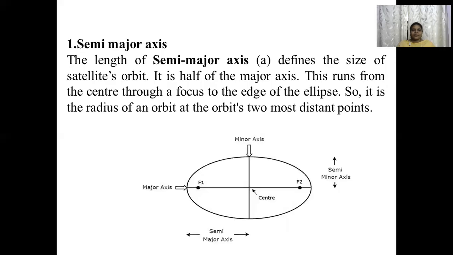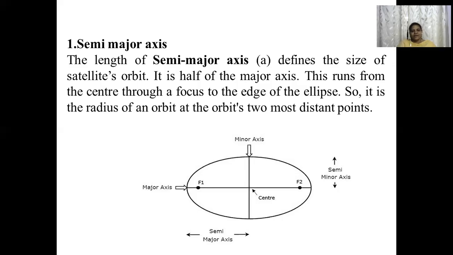So first one is semi-major axis. If you see this diagram, this diagram we have seen previously. The same diagram is represented here. Here we are going to study about the semi-major axis. Now I told there are 6 orbital elements, and these 6 orbital elements will be giving some information. So semi-major axis, what does it give? The length of semi-major axis, represented with small a, defines the size of the satellite's orbit.